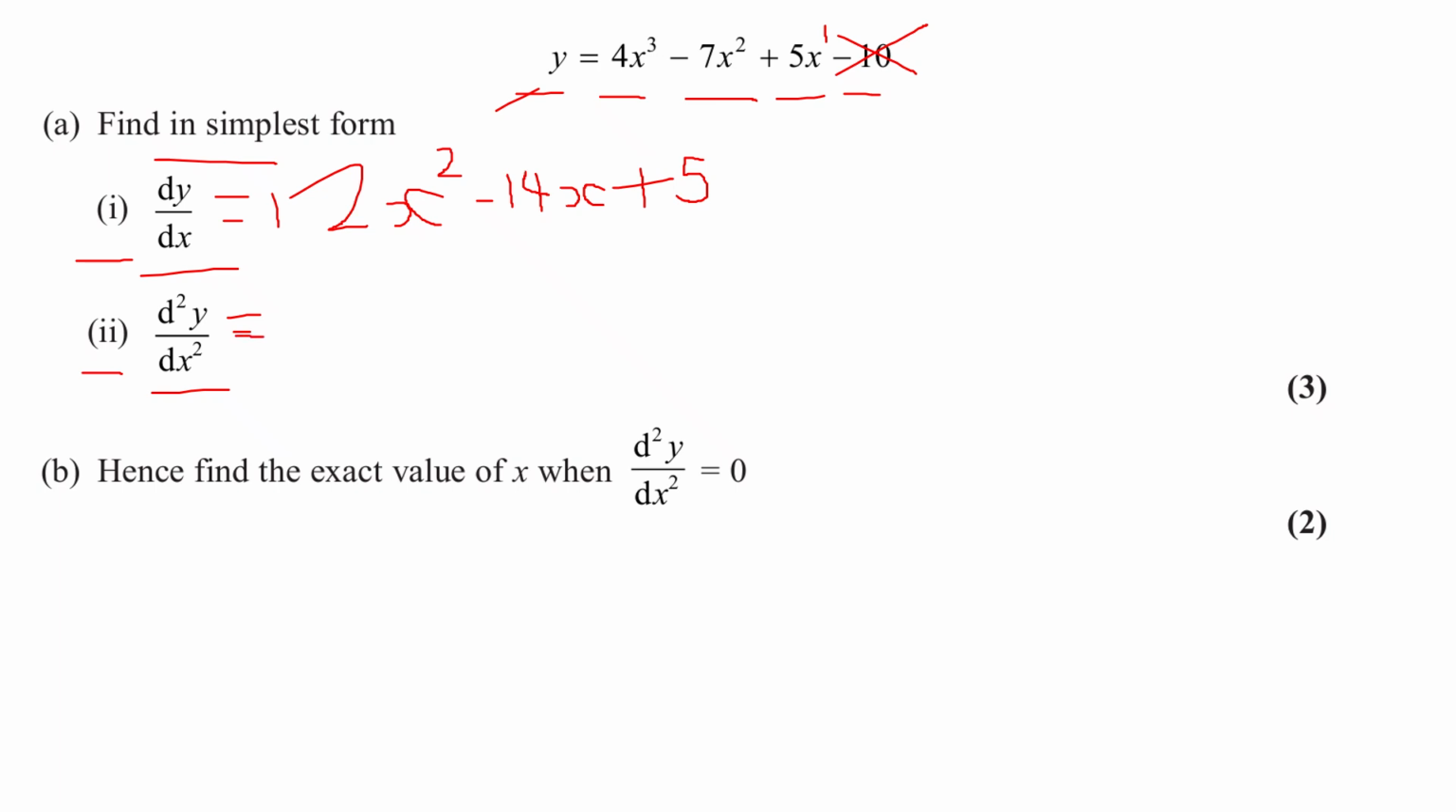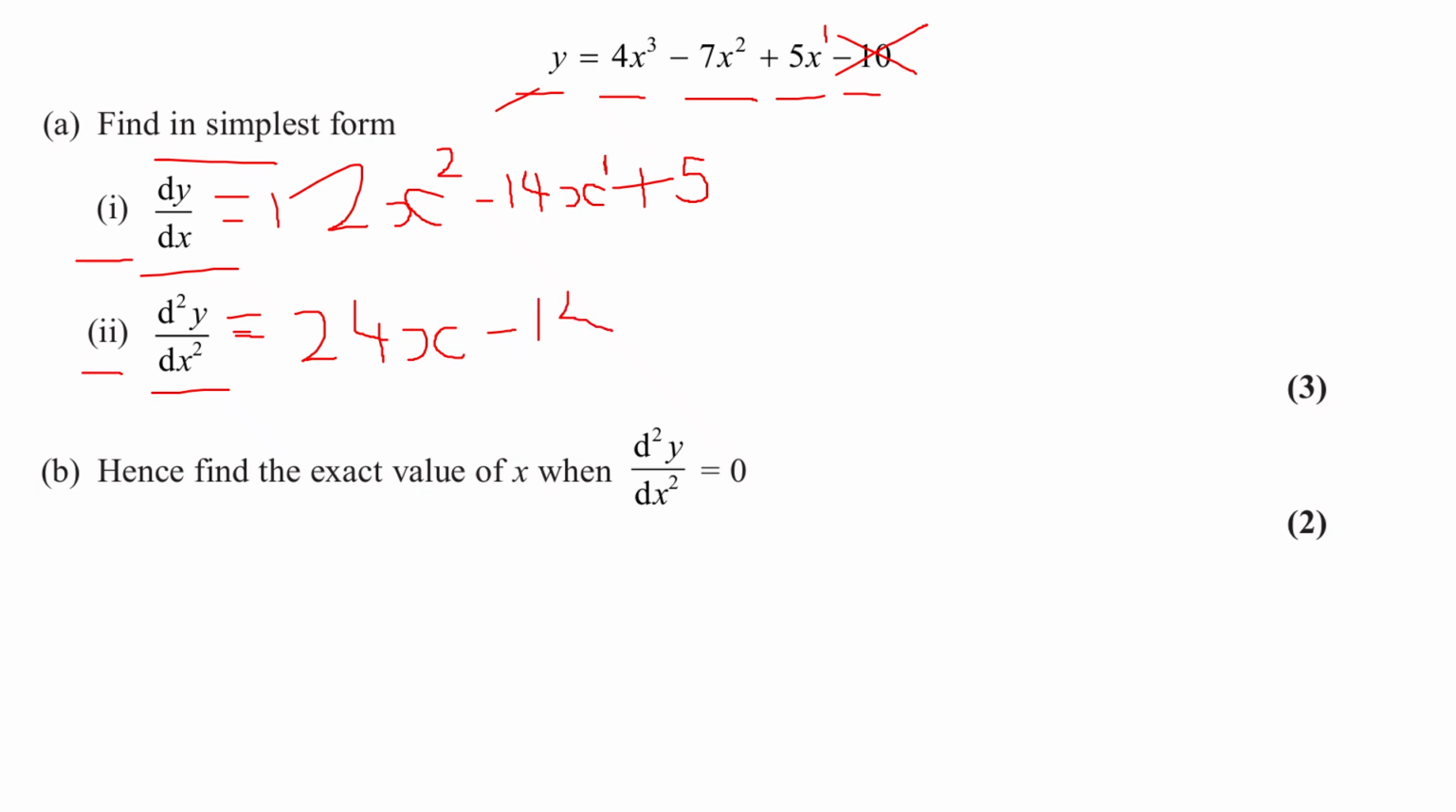Part (ii), d2y by dx squared. So I'm going to differentiate the first derivative again. So 12 times 2 makes 24. Attach the x, and then knock off the power, so it's 24x. And then we're going to do minus 14. Think of it as minus 14x to the power of 1. Minus 14 times 1 makes minus 14. Again, knock one off the power.